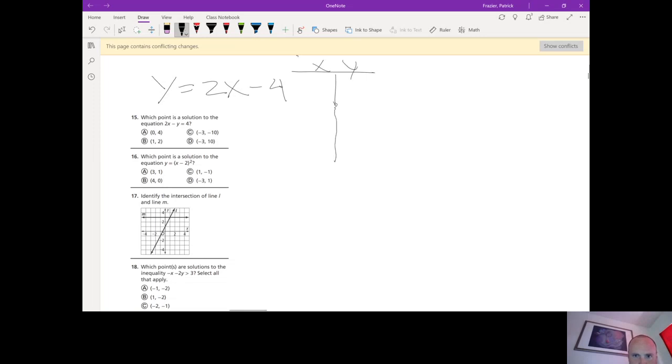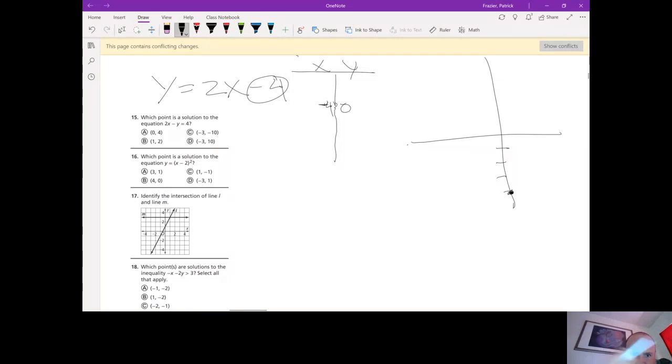which means that if we have y equals 2x minus 4, then when x is negative 4, y is 0. So we have a graph, negative 1, negative 2, negative 3, negative 4. This point is our y-intercept because that's what negative 4 is in the y equals mx plus b form.